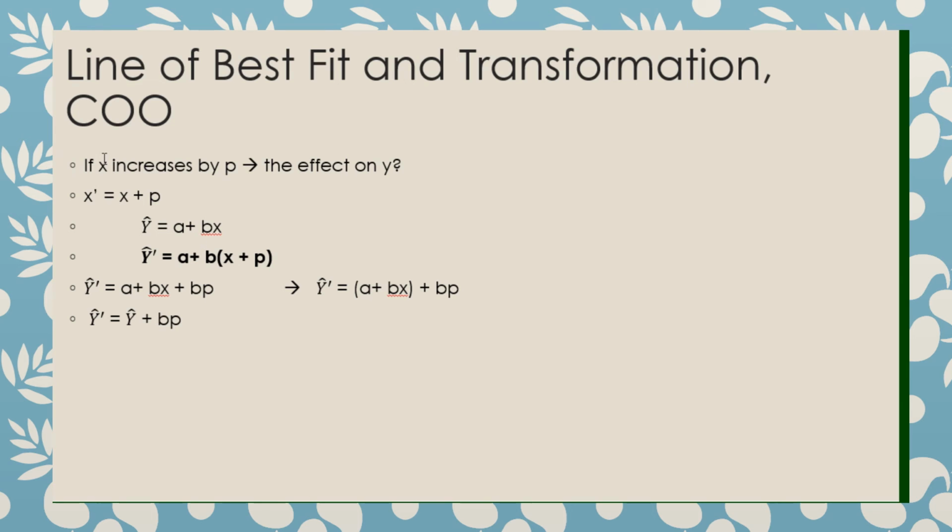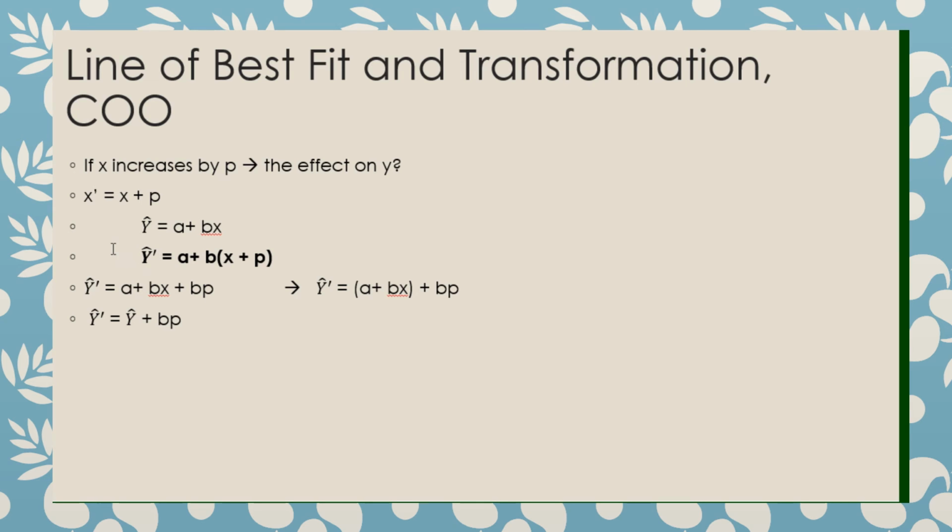Okay, so basically is when X increase by P, what's the effect on Y? That means it's on the whole line of best fit. Okay, so when X plus by P. So your original line is like this, right? A plus BX. So you will put the X plus P inside the bracket here. Do you see that? And do you see a prime there? This is what you need to see.